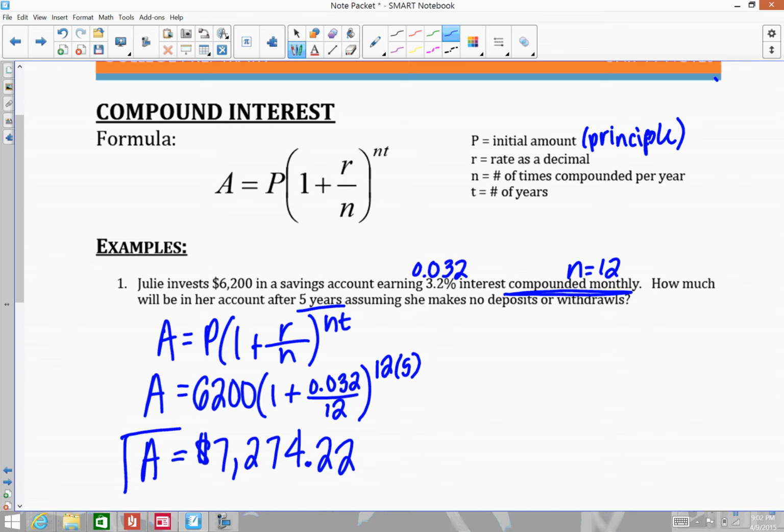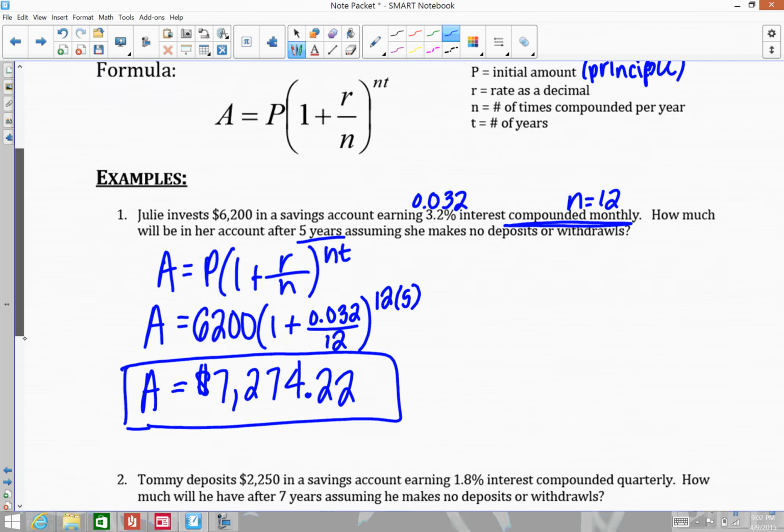So you're just going to round 2 decimal places. Don't worry about getting whole numbers because we're not talking about people this time. And that's really all it is. It's just plugging in numbers into these formulas.